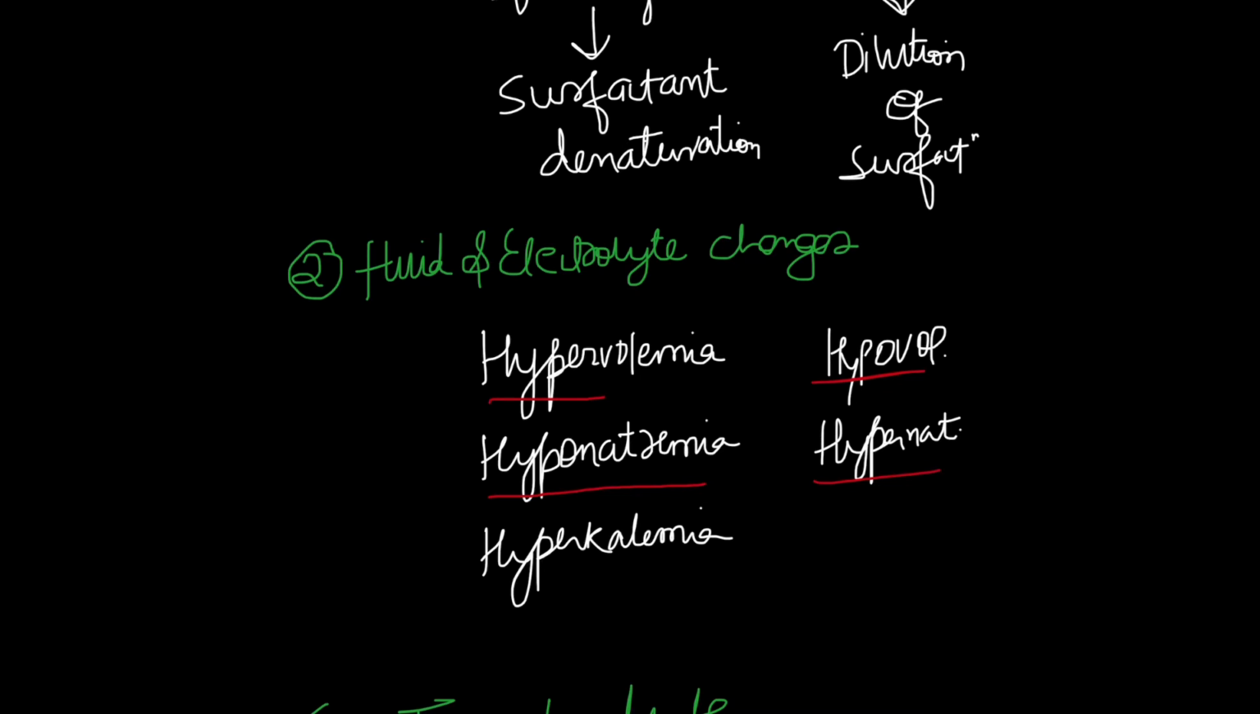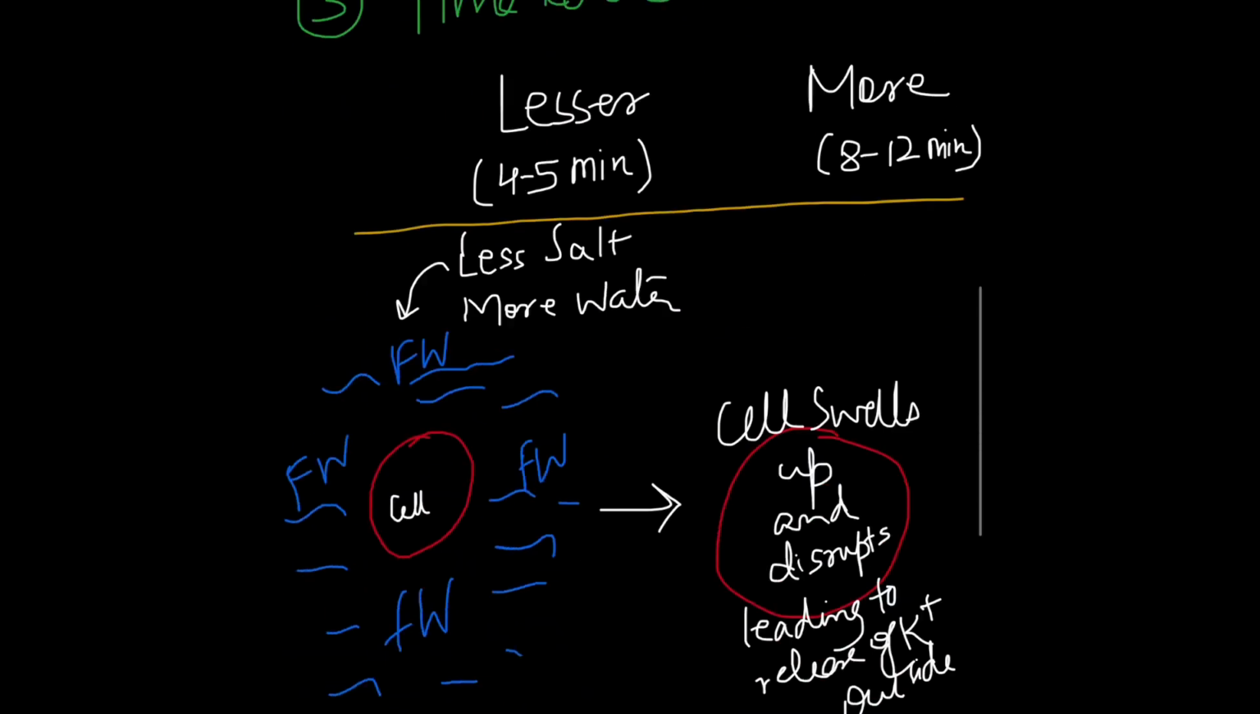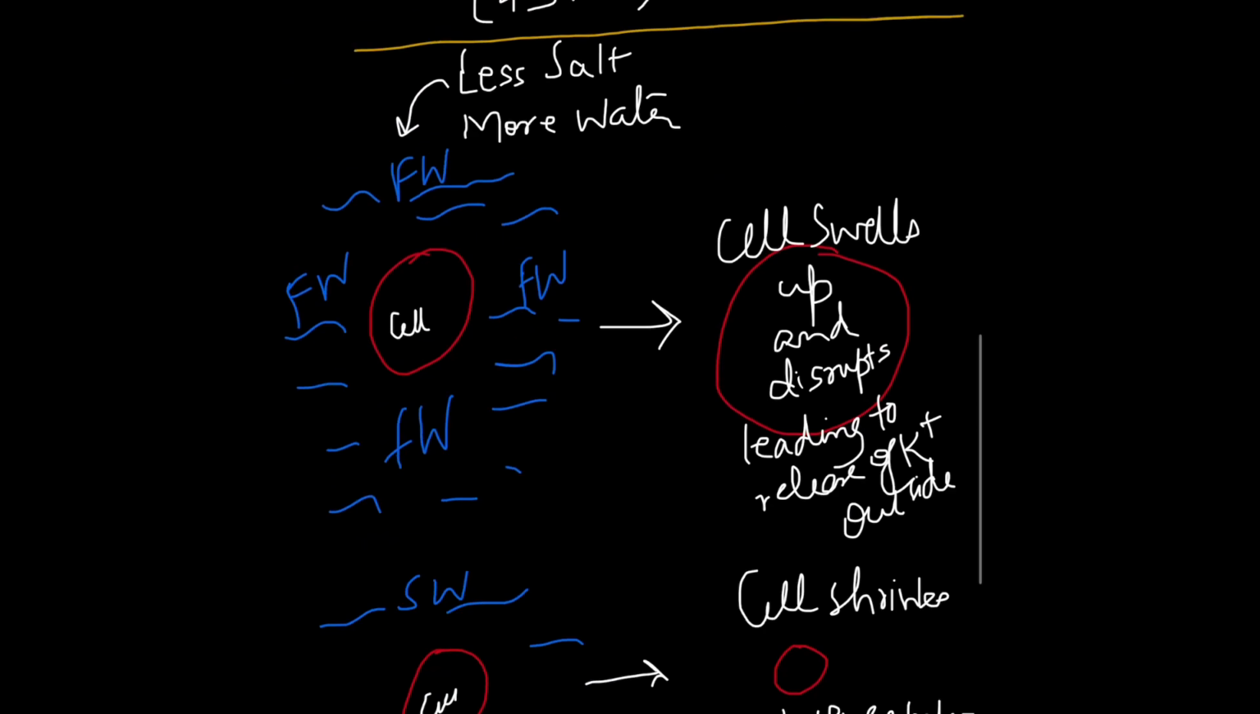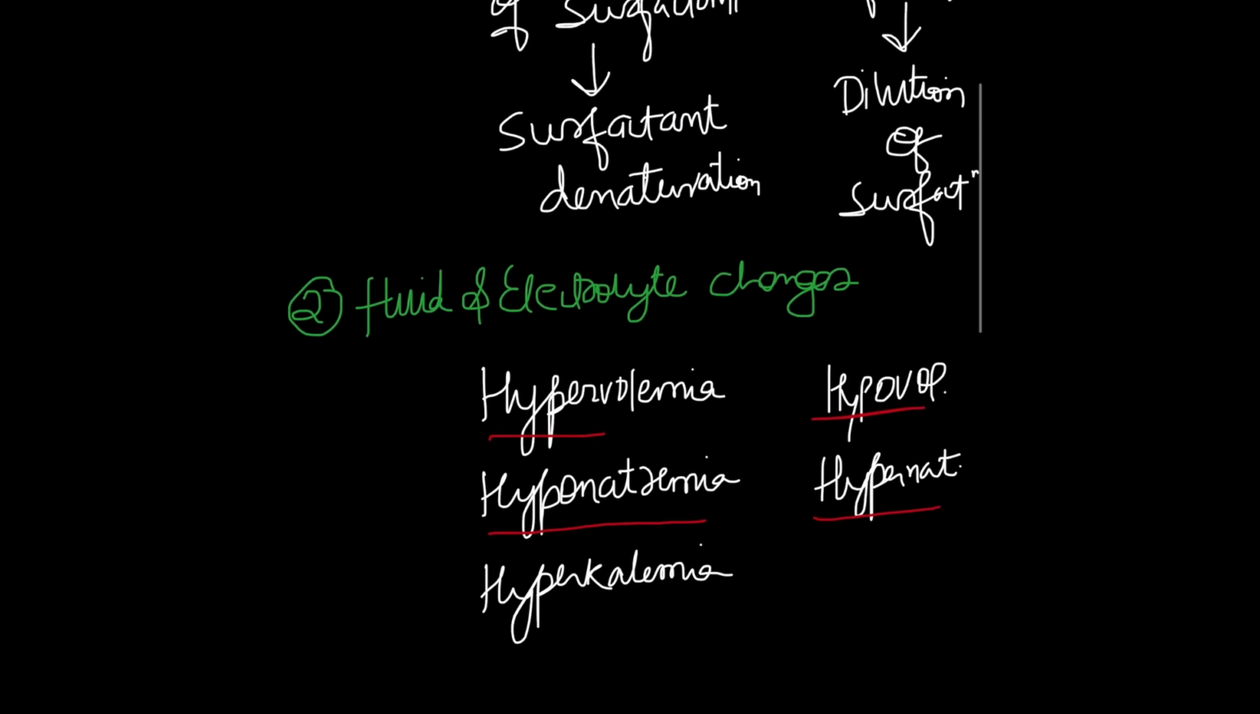Now in seawater there is hypovolemia and hypernatremia, because in the second diagram, as you can see, the cell is surrounded by salt water which has more salt and less water. Therefore the cell shrinks as the water is released from the cell into the salty water and no disruption occurs, hence no hyperkalemia occurs. Therefore the changes would be only hypovolemia and hypernatremia.